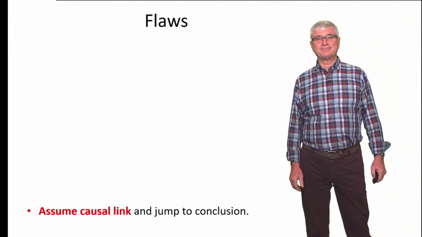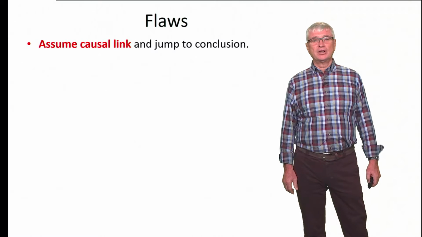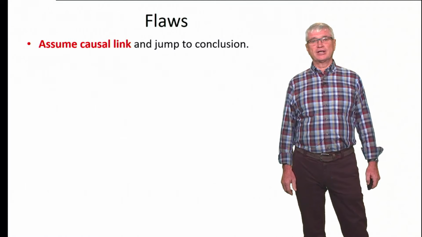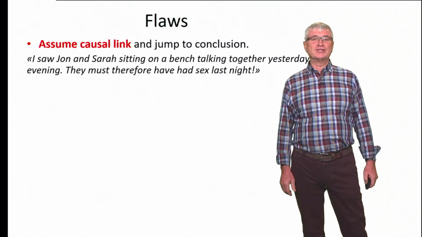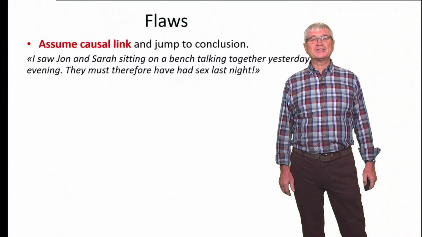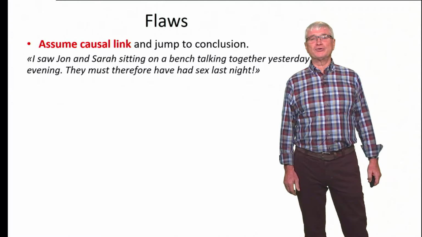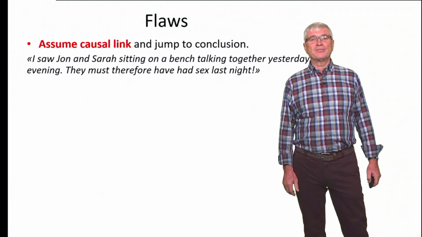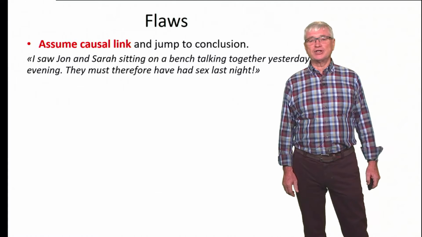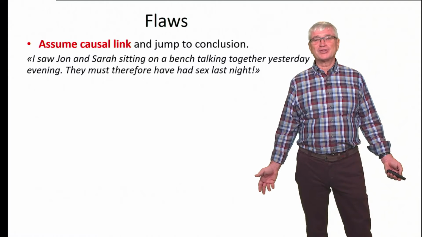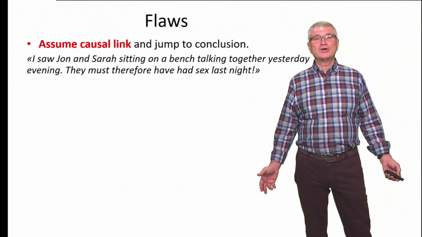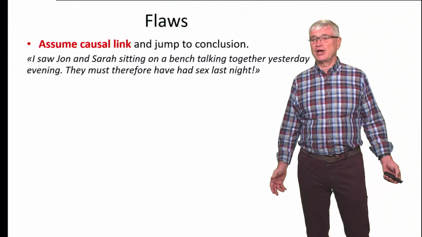Flaws, what is that? Well, you can assume a causal link and jump to conclusion. Very common. For instance, I saw John and Sarah sitting on the bench, talking together yesterday evening, so they must therefore have had sex last night. Very quick to get rumors, but you assume a causal link that might not have been there at all. So beware of these causal links.